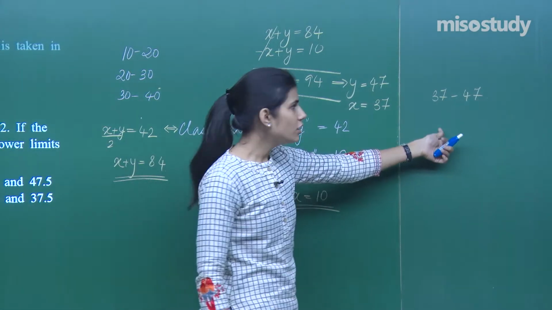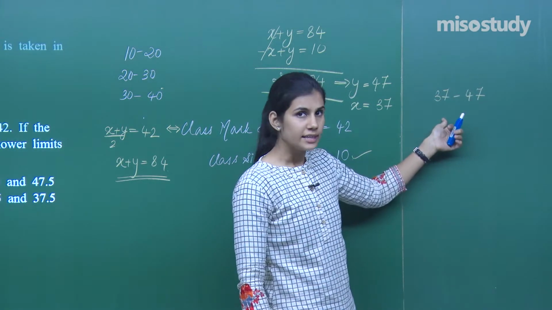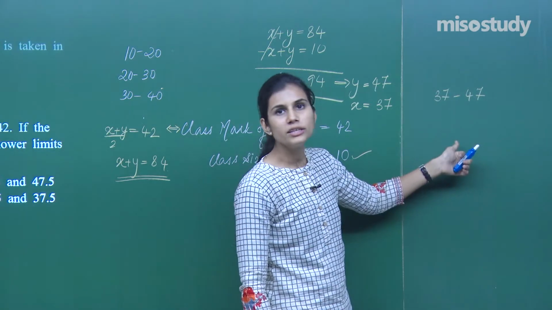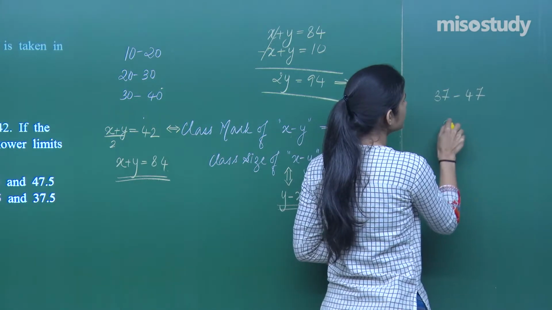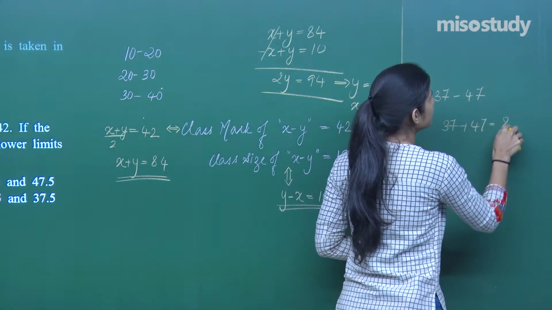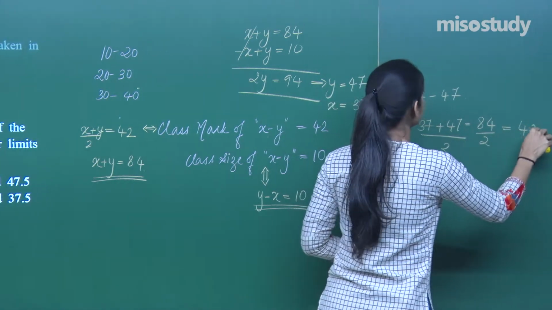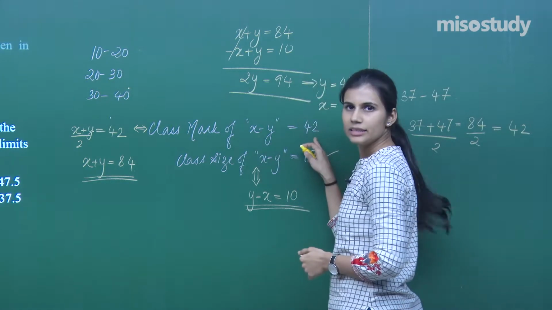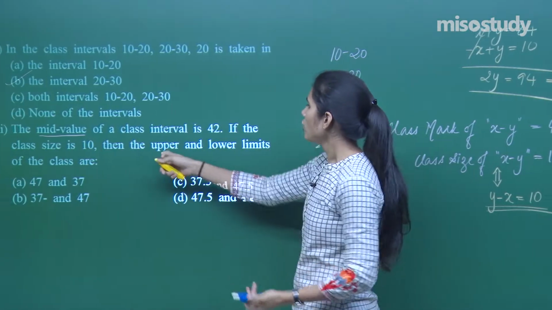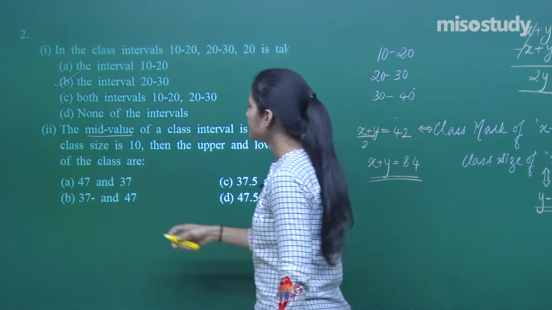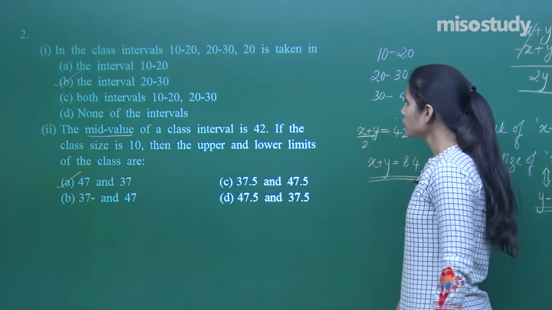Moreover, what is the mid value? 47 plus 37 upon 2. 37 plus 47 is 84, upon 2 gives you 42, and therefore the class mark of the 37 to 47 class interval is 42. So your class interval is 37 to 47. What is the upper and lower limit? Upper limit is 47, lower limit is 37. Clear? Let's look at the next question.